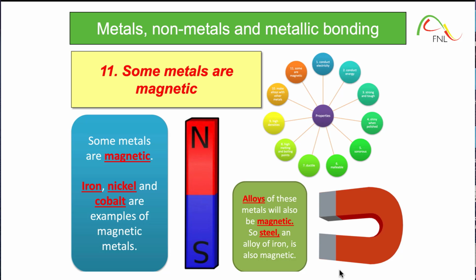property of metal is that some metals, not all, are magnetic. Iron, nickel and cobalt are examples of magnetic metals, and alloys of these metals will also be magnetic. Steel, which is an alloy of iron, is also magnetic. So there we have the 11 properties of metals.